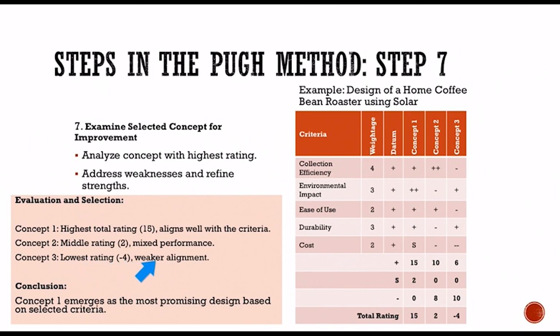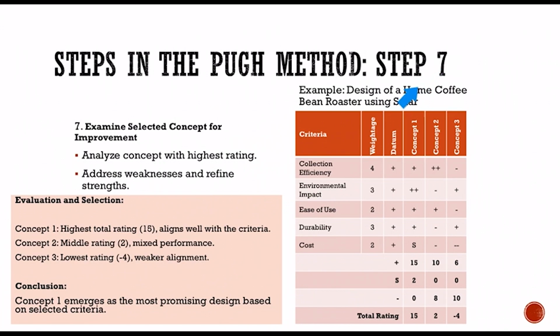And then we have concept number 3, it has the lowest rating, which is negative 4. It has the weaker alignment because as you can see there is more negative when compared to positive one. So as a conclusion, concept 1 emerged as the most promising design based on the selected criteria here.